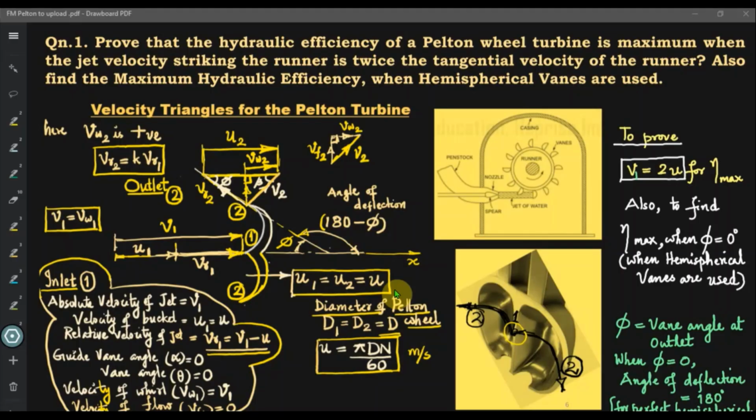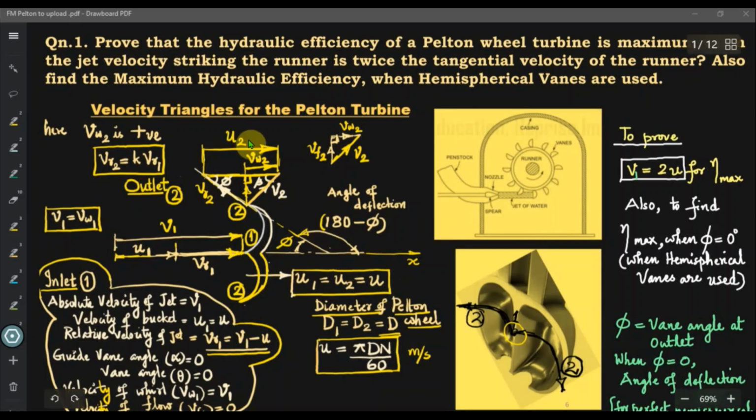Welcome to the 9th lecture on Module 1 of the Fluid Machinery course. In the previous lecture, we discussed the velocity diagram of Pelton turbine and various practical considerations. In this session, we have two objectives.